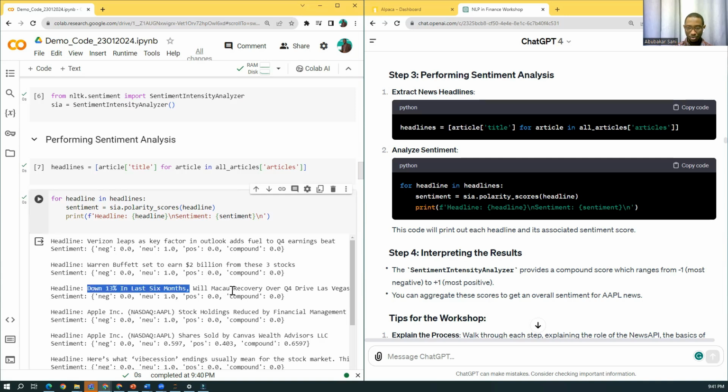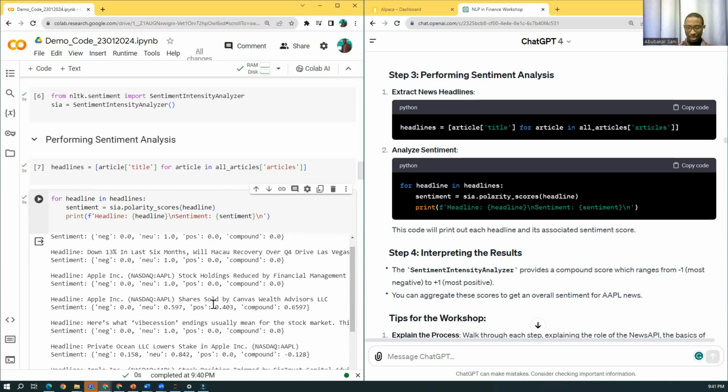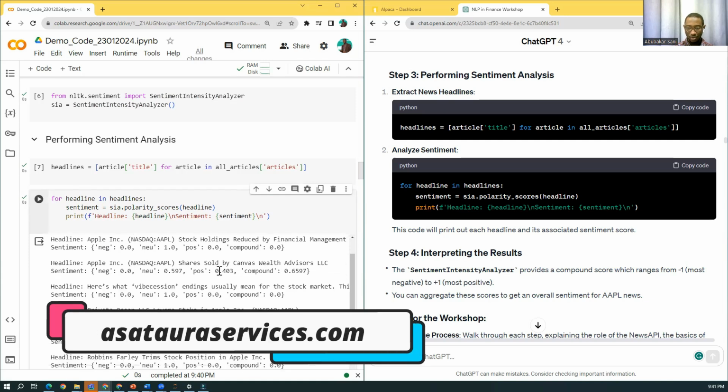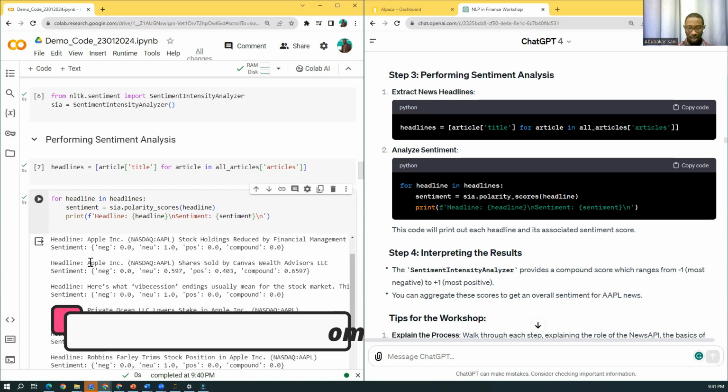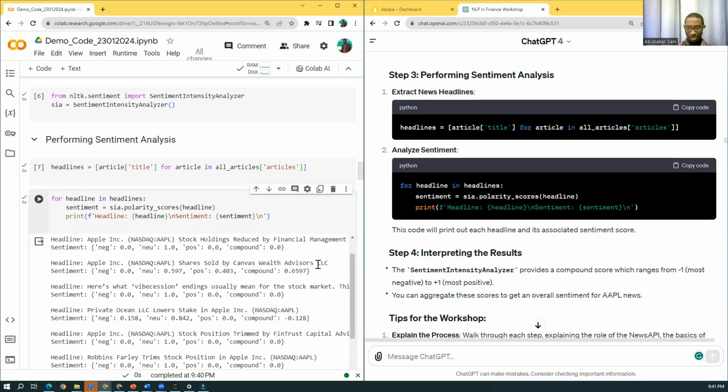This one too, neutral sentiment. This one as well, neutral. So most of the sentiments are neutral, but this one is overwhelmingly positive. Apple shares are sold by this, conversely.